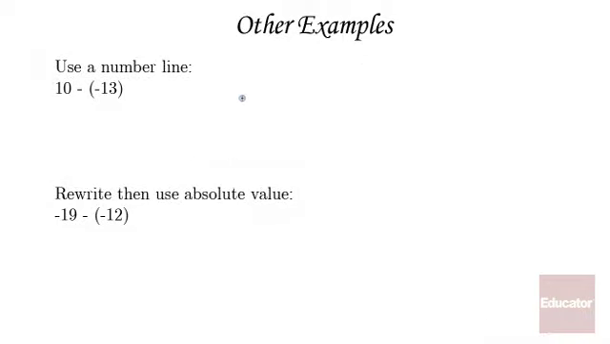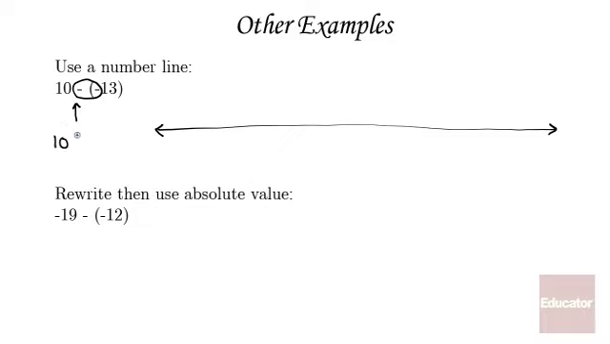Here are some more examples using a number line. First, we want to think about what the double symbols next to each other mean. This means to subtract -13. So when you're subtracting -13, it also means that you are adding the opposite. So in this case, 10 plus 13.